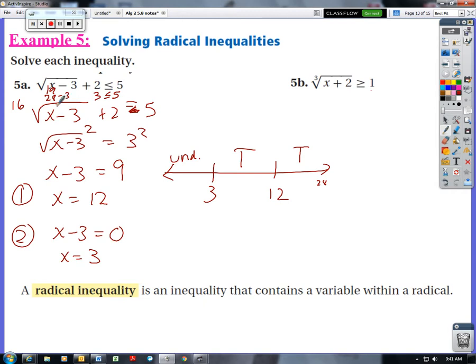Oh, yeah. The square root of 25 is 5. 5 plus 2 is 7. 7 is not less than or equal to 5. That's false. What did I do with this? Okay, I think this is supposed to be false. I tried 16. 16 is bigger than 12.